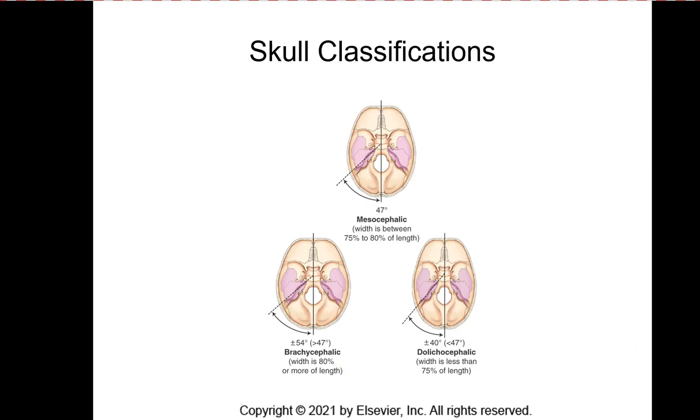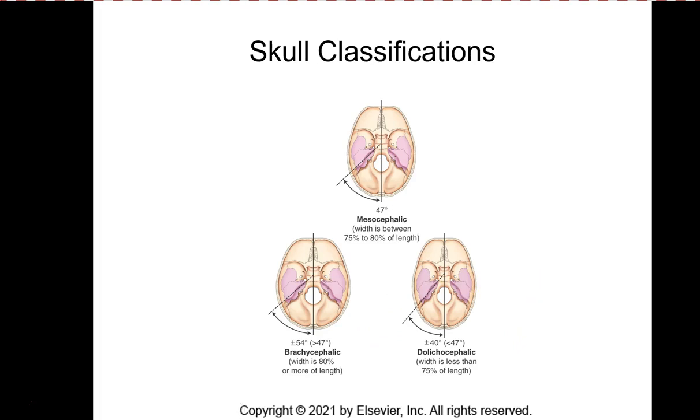So in a brachycephalic skull, the width is 80% or greater of the length. So remember, average is the width is 75 to 80% of the length. In a brachycephalic, the width is more than 80% of the length. Okay, so the width is closer to being equal to the measurement of the length in a brachycephalic skull. In a dolichocephalic skull, the width is less than 75% of the total length, so it's more narrow.